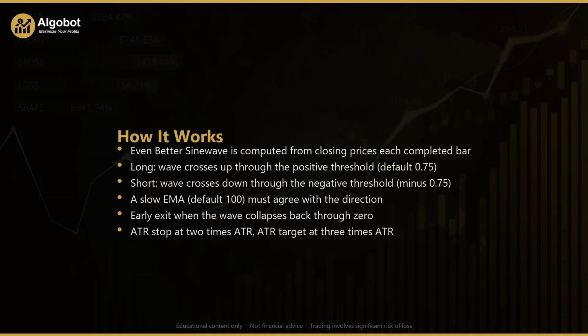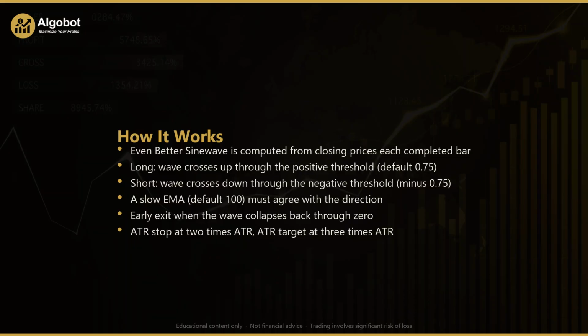Now for the exits. This strategy has 2 ways out. The first is the zero-cross signal. When the wave later collapses back through the zero line, Ehlers' logic says the trend has disengaged, so the expert advisor closes the position early rather than waiting.